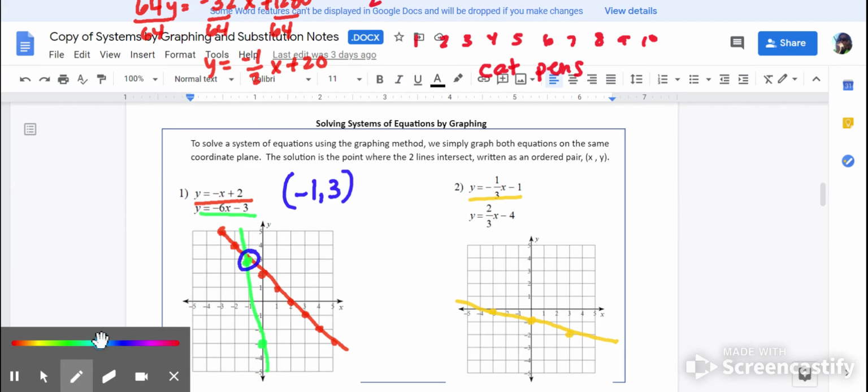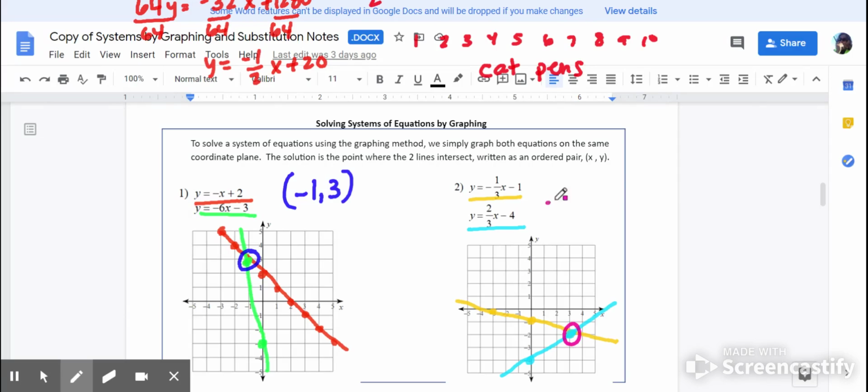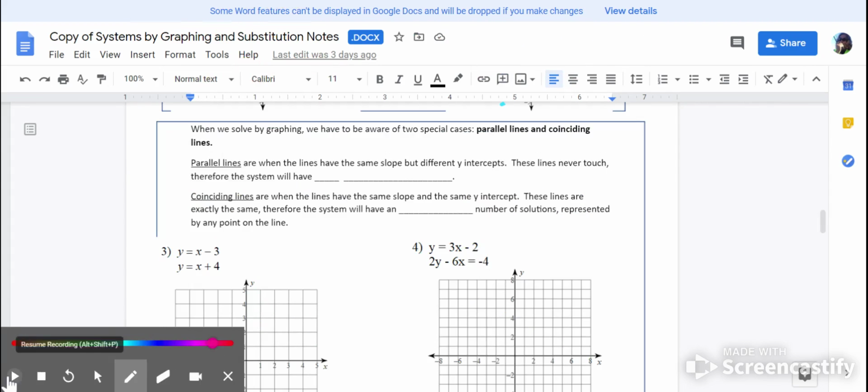Then as I come to graph the second equation, y equals 2/3 x minus 4, my y-intercept is negative 4. And I'm going to go up 2 to the right 3. And as we can see, that'll be an easy point of intersection. Those points are directly on top of each other. So this value of 3, negative 2 would be my intersection point.